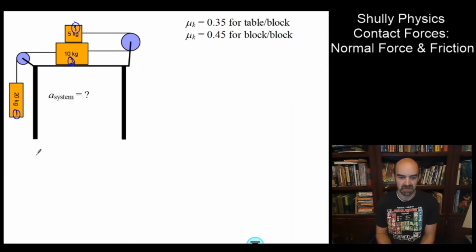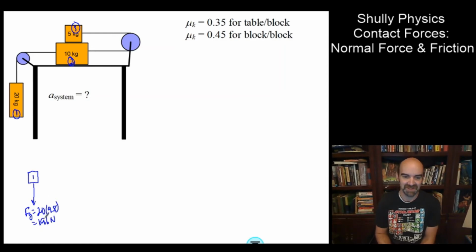So let's start with force diagram number 1. So this is block 1. We're looking for the acceleration of the system. So here's block 1. It's got the weight going down, which is going to be 20 times 9.8. There's our favorite number, 196 newtons, that we keep seeing in these problems. Here it is. And there's a tension upward.